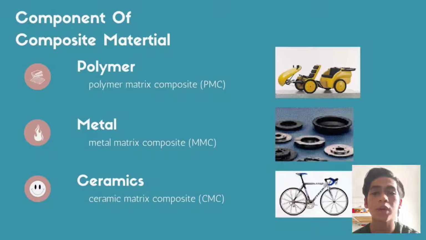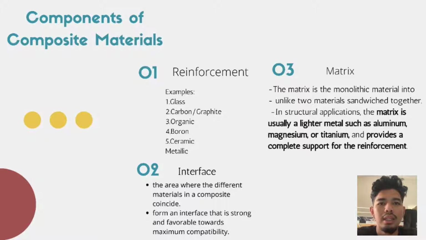First one is polymer, also known as polymer matrix composite, PMC. The second one is metal, also known as metal matrix composite, or MMC. And the third one is ceramic, also known as ceramic matrix composite, or CMC. Okay, the second component of composite material is reinforcement. Examples of reinforcement are glass, graphite, carbon, organic, boron, ceramic and metallic.